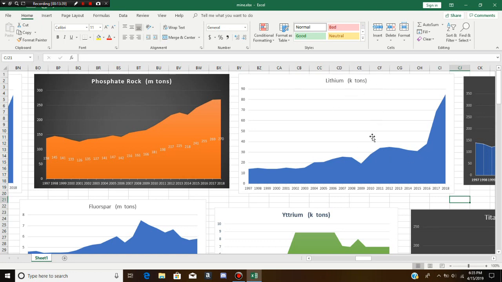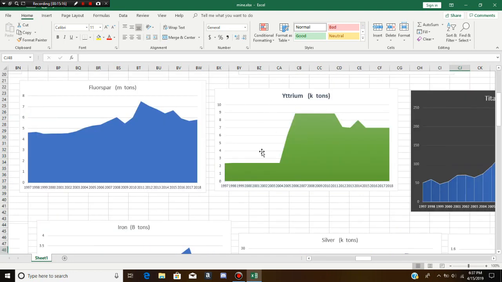Here we have lithium production measured in 1,000 tons per year. And here you can see, if you overlaid the graph of yearly electric vehicle sales, you would see basically a match right here with this massive upshoot.